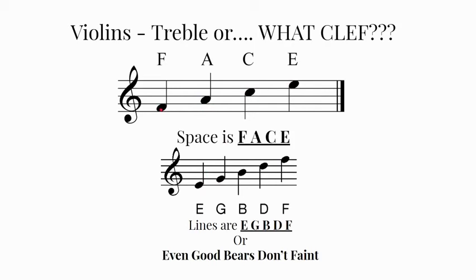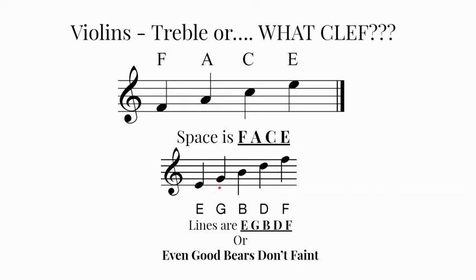We'll start with our space notes though. Our bottom space here is F. As we move over to our next space up, we have A. Moving past our middle line, our next space is C. And then all the way up at the top, our last space up here is E. So for our violins here, space notes spell FACE. Space is face.